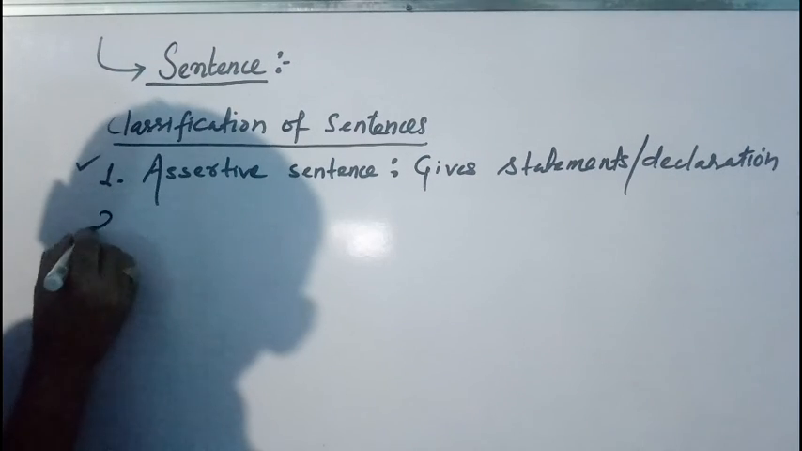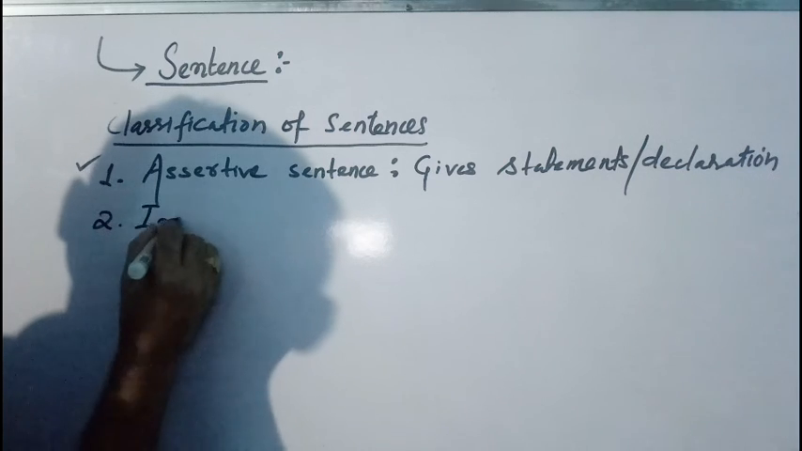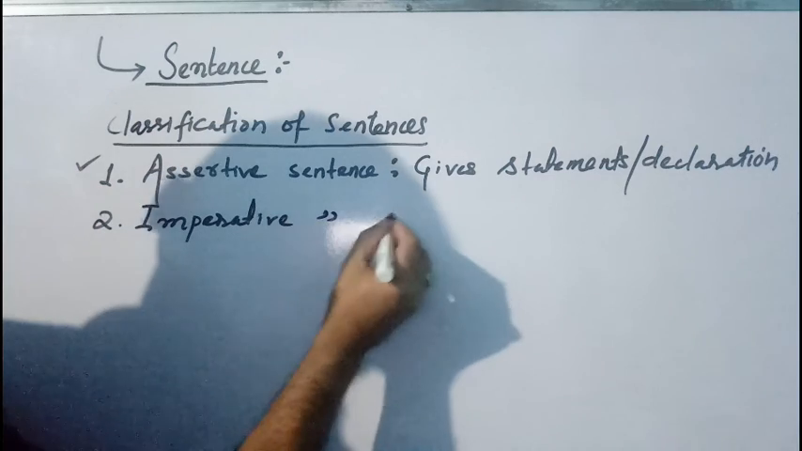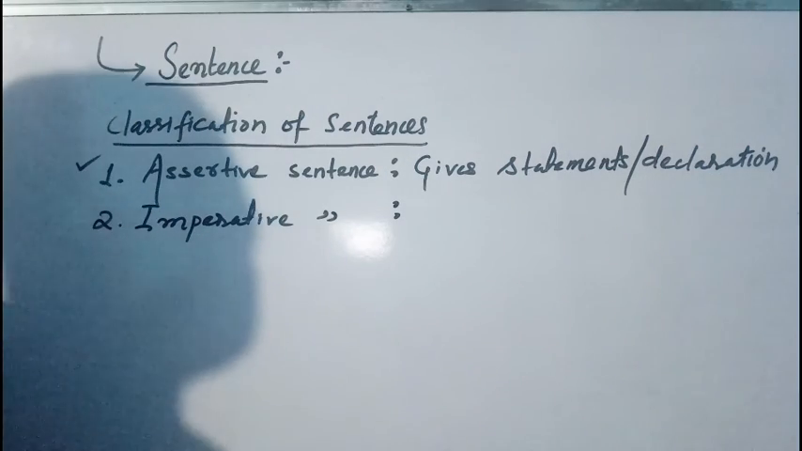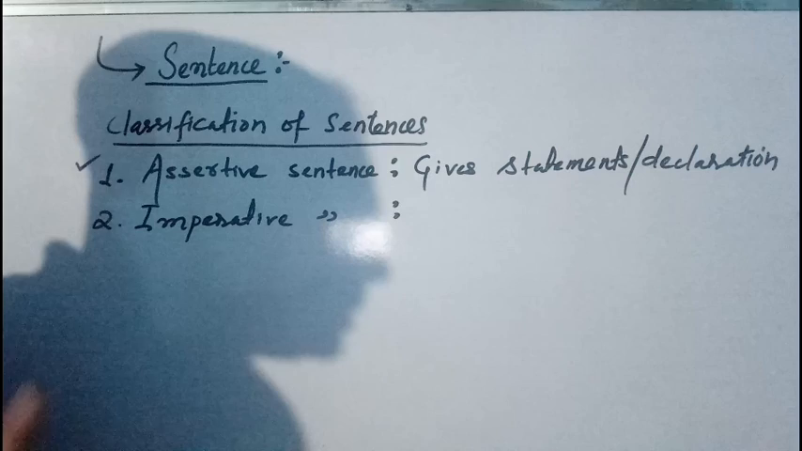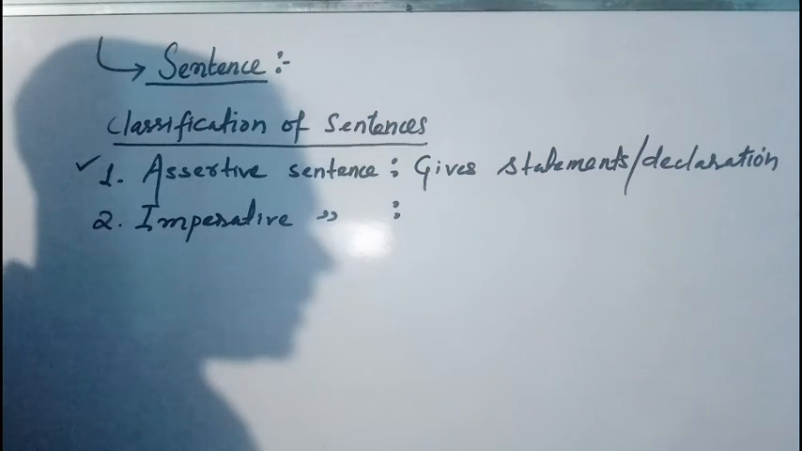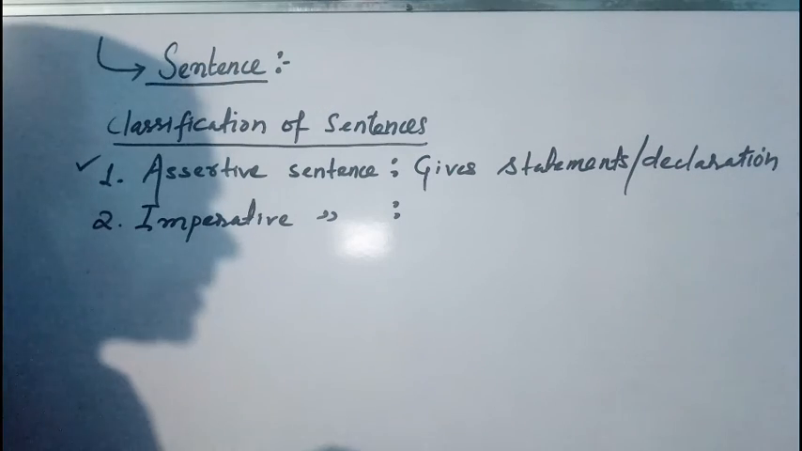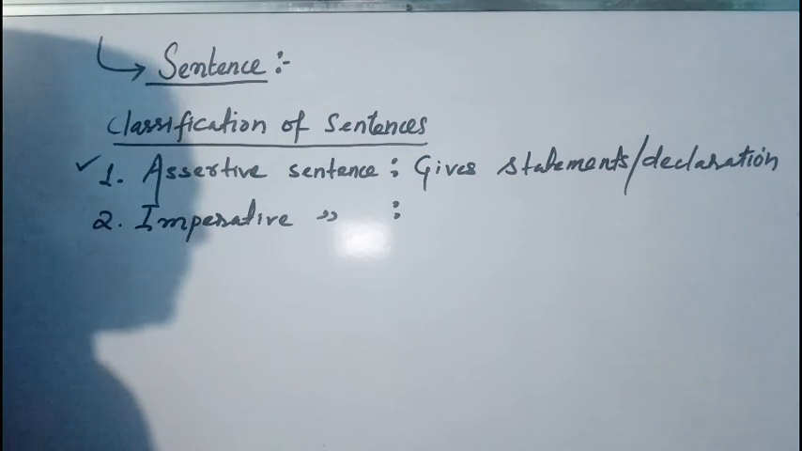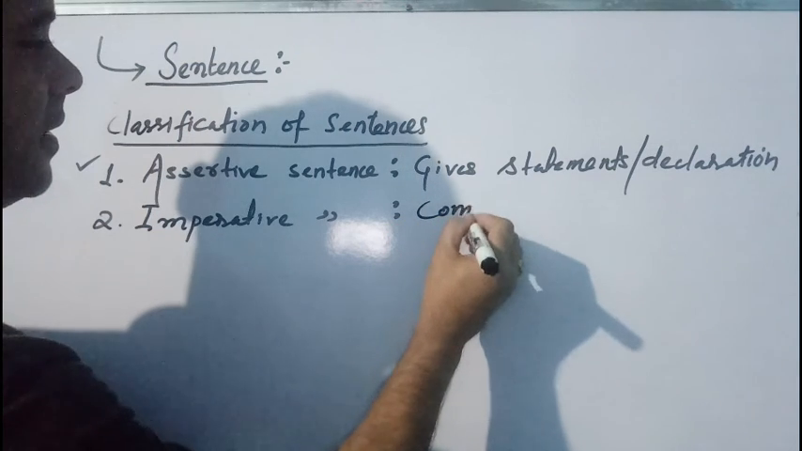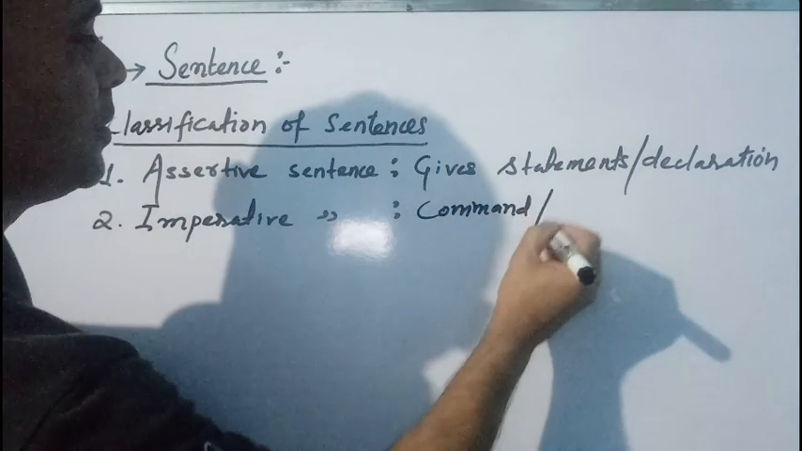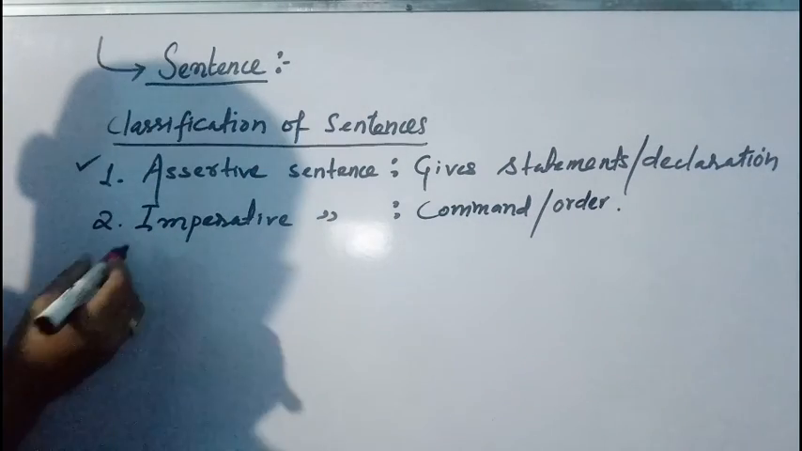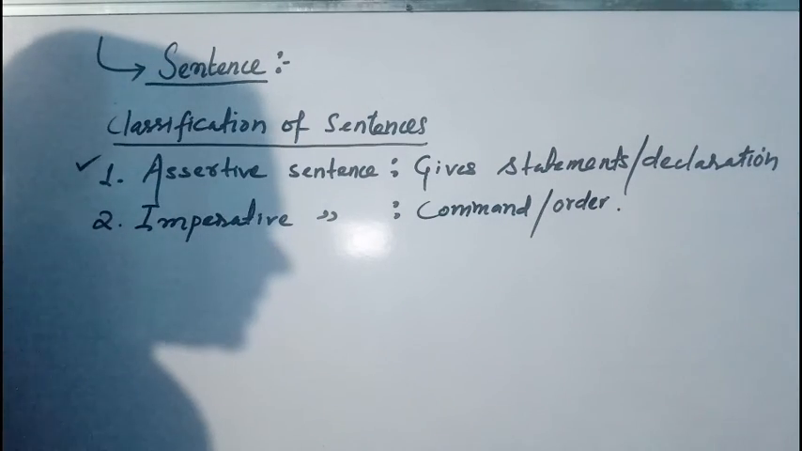Another type of sentences is called imperative sentence. Now, these sentences basically give a command or order. What we need to understand? Any sentences that give a command or order are basically called imperative sentences.